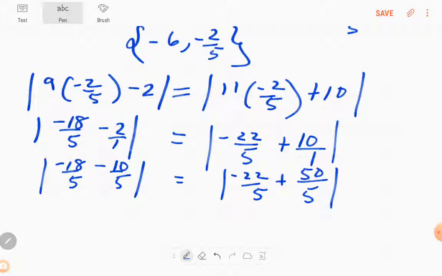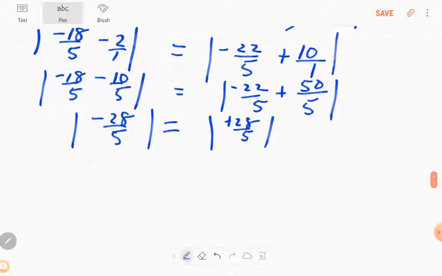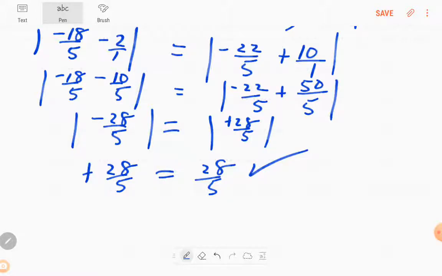So now if I add, well, they both have the same sign here, so if I combine those together, I get minus 28 over 5. Is that equal to, well, this would be plus 28 over 5. So we know the absolute value was a positive value, so that's 28 over 5. And on the right-hand side, it'd be 28 over 5. So it checks off. Okay, and the other one works as well.